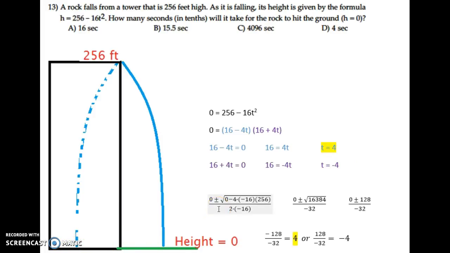Or you can use the quadratic formula, and b is 0 here because there's no term with just a plain t. A is negative 16, b is 0, and c is 256. So plug those values in, pay attention to your signs here. You'll end up with this result, reduce it down, and then solve for the plus or minus, and you get those same two solutions.